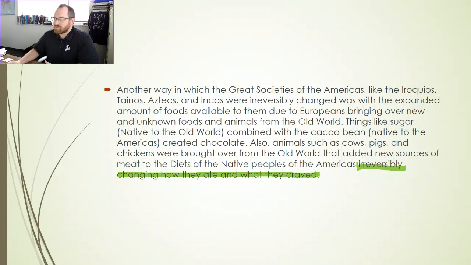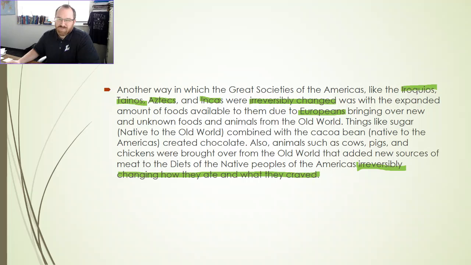But, in the previous one, we did talk about the Incas and Aztecs already, but now I've dropped names like Tainos and Iroquois. I could throw more in there, just tons of different names, but hey, 4 is good enough. Heck, just saying Aztecs or Incas would be fine. Just Incas would be fine. But I explained that, again, I say irreversibly changed here, due to the Europeans bringing over new and unknown foods.